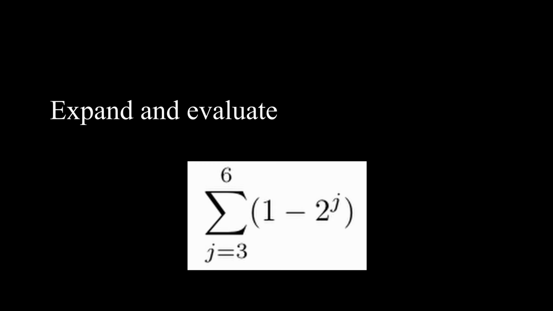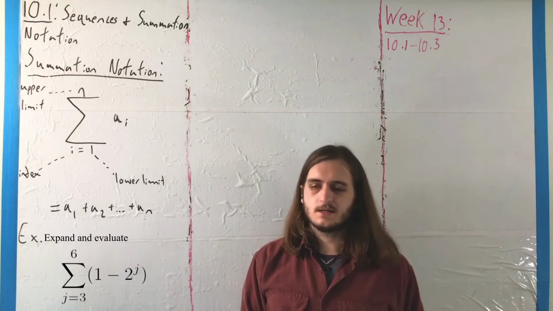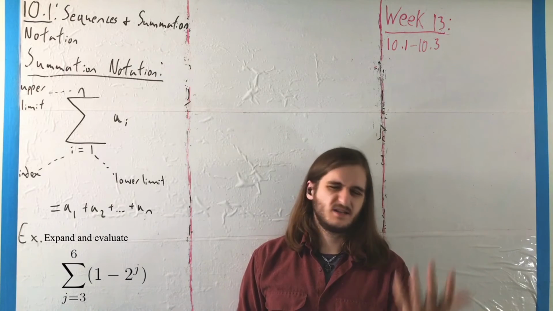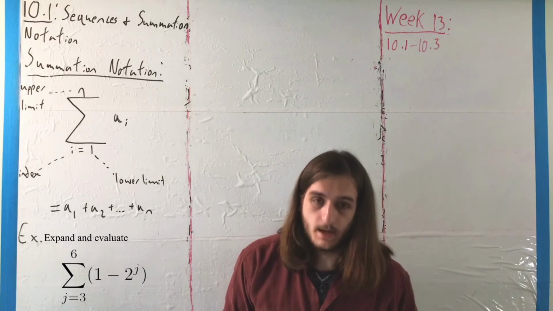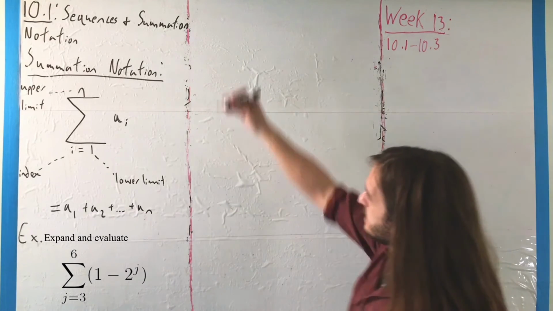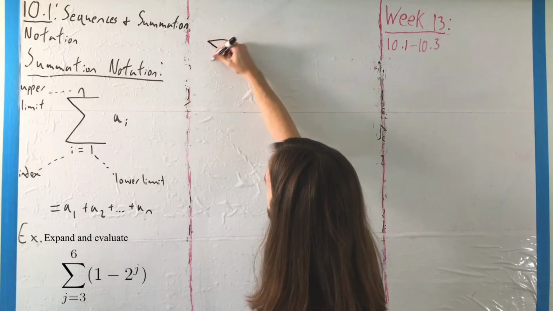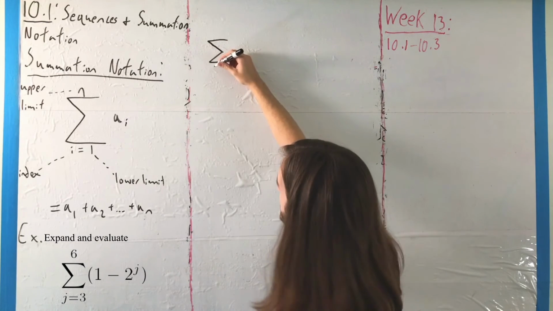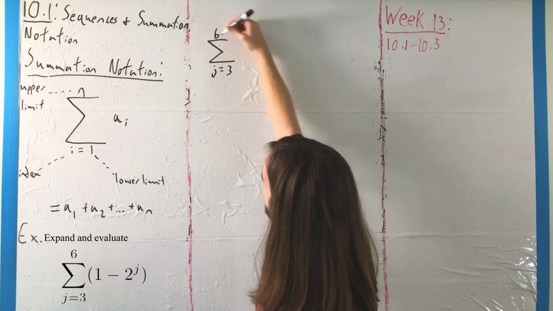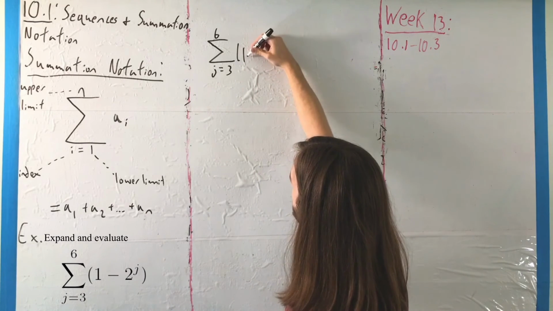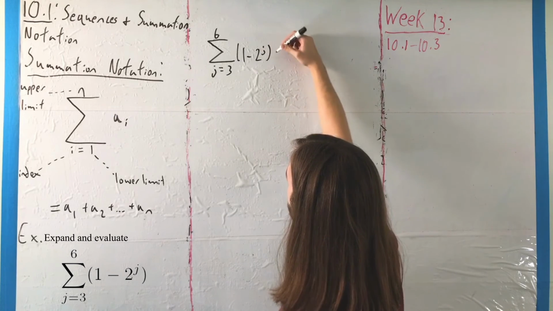So for our last example, we want to expand and evaluate the sum from j equals 3 to 6 of 1 minus 2 raised to the power j. Again, like I said, you don't need to use i for your indexing letter. It's the most traditional one, but sometimes you want j or k. Here we're using j. But what this says is we want to take the sum of things where we're starting at 3 and running up to 6, where our terms follow the pattern 1 minus 2 raised to j.